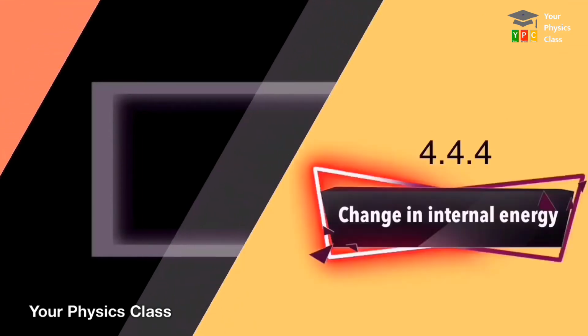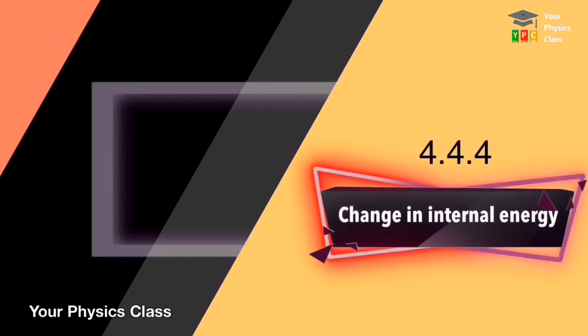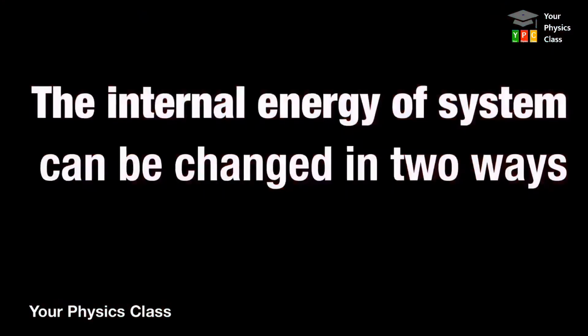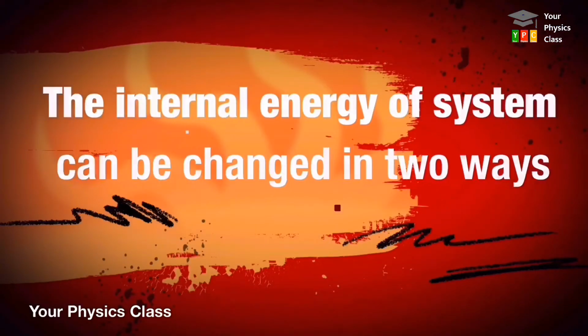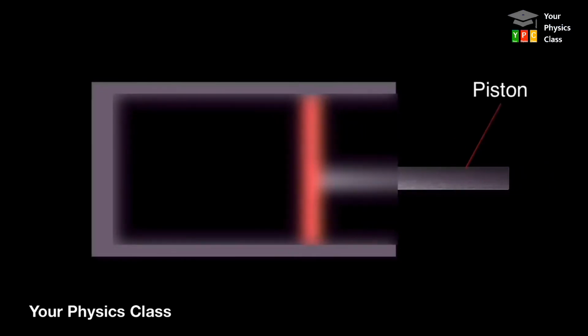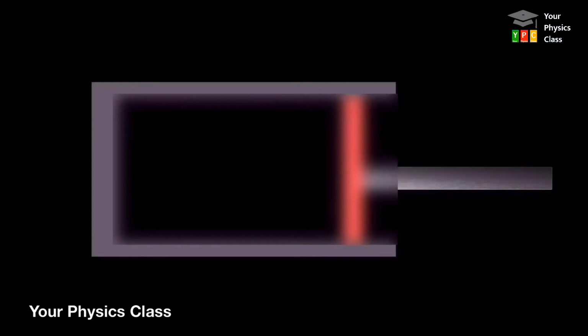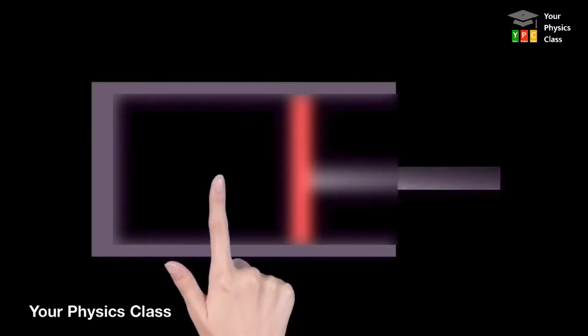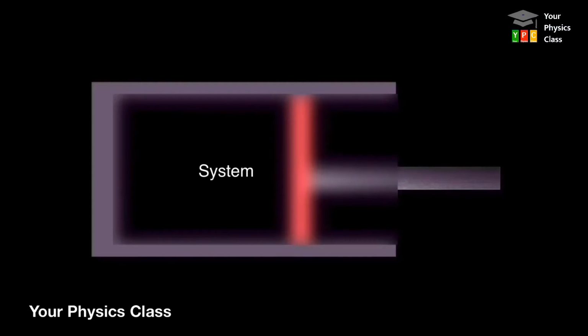Let's see the change in internal energy of the system. It can be carried out in two ways. Let's go in detail. Consider a gas in a rigid cylinder. This cylinder is provided with a movable, massless and frictionless piston at one end. The gas inside the cylinder is our system and the rest is the surrounding.